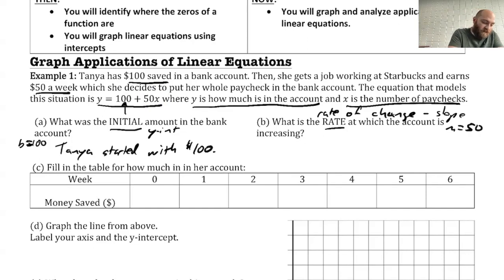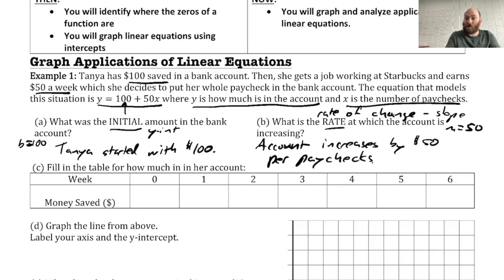So the account increases by $50 per paycheck. When we do these rates, we want to make sure we understand that one thing is changing in terms of another. So the account is increasing by $50 for every paycheck. Okay, so we're getting that context to add on to it.